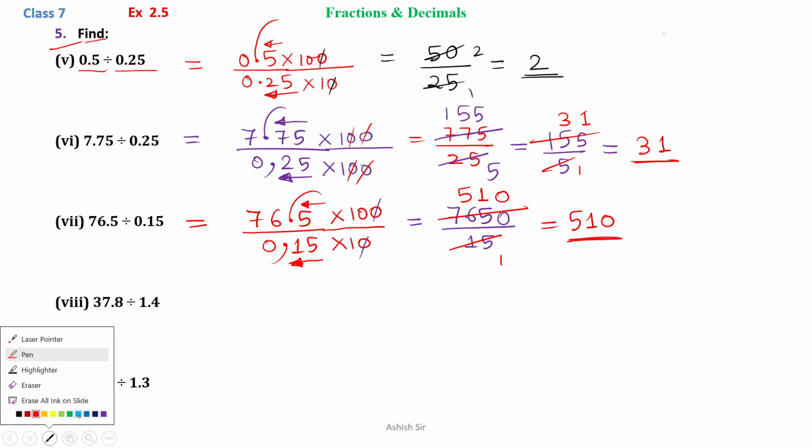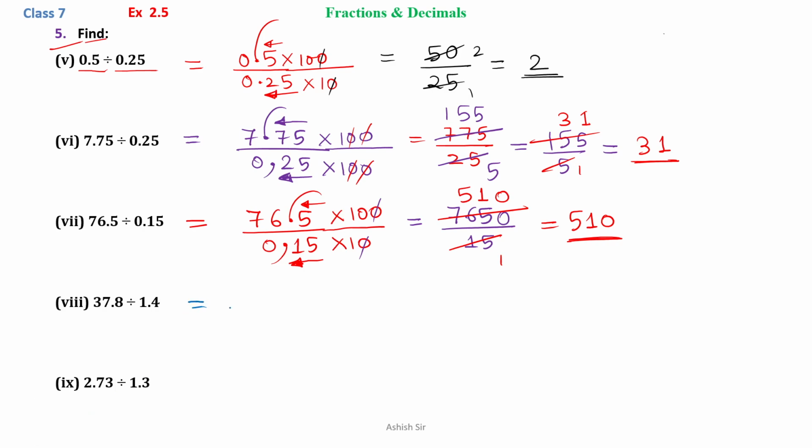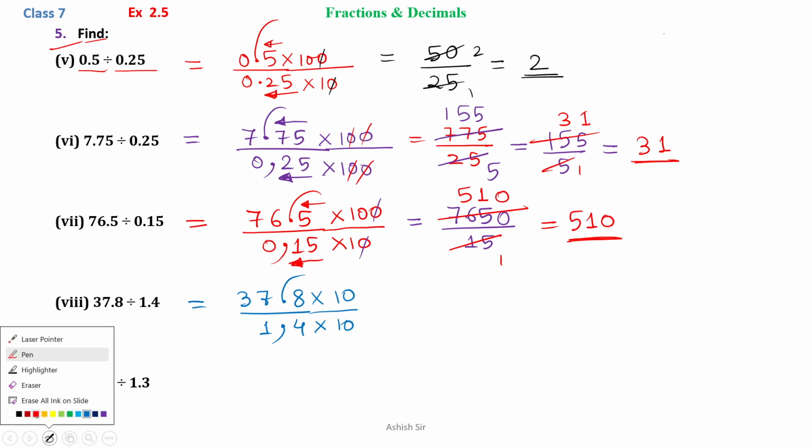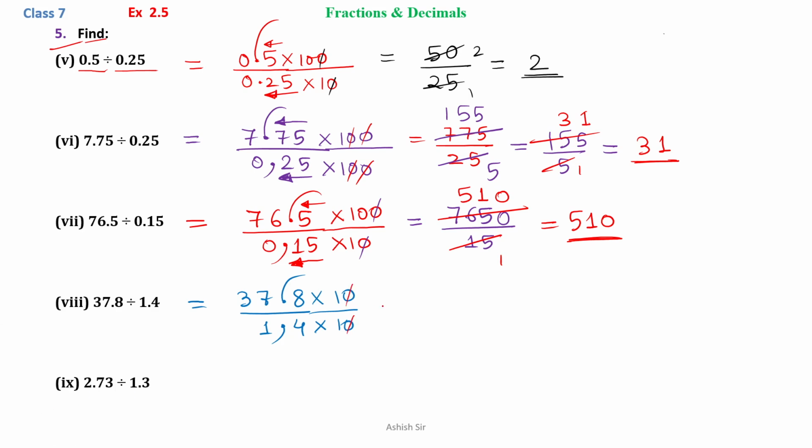Moving on to the next part. Next part is 37.8 divided by 1.4. So from the numerator, if you remove the decimal point, you will place a 10 here in the denominator. From the denominator, when you remove the point, you will place a 10 in the numerator. Now what you can do is cancel 0 with 0. What you will get is 378 divided by 1414.